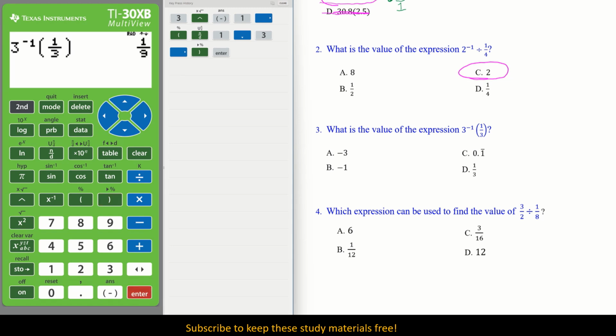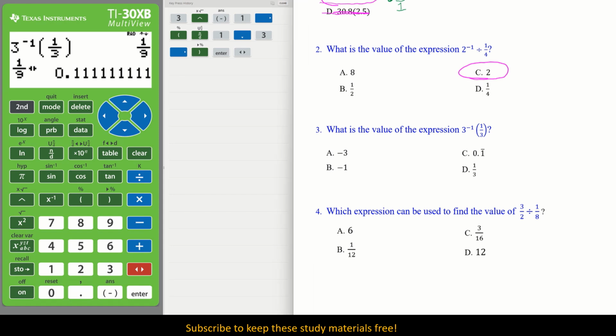Wait a second. None of my answers say 1/9. Well, just out of curiosity, I'm going to look at the decimal because look at C. That is a repeating decimal. Remember, that is one of the properties of a rational number. So push the toggle button above the enter. And lo and behold, I have a repeating decimal, repeating 1. So C is our option.